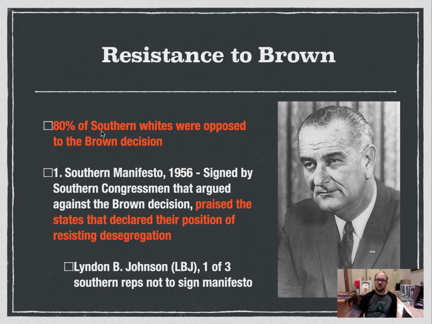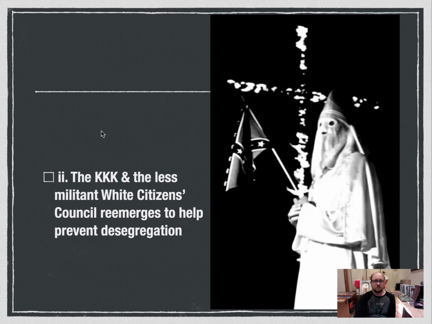There's going to be a lot of resistance to Brown, obviously, where most Southern senators are going to be opposed to this. The Southern Manifesto was signed in 1956 by most Southern congressmen who were basically arguing against Brown. One Texas congressman who was not going to sign this was eventually going to be the president, Lyndon B. Johnson, back when he was just a House Representative. And of course, the KKK and the White Citizens' Councils were also going to push back against this Brown decision.